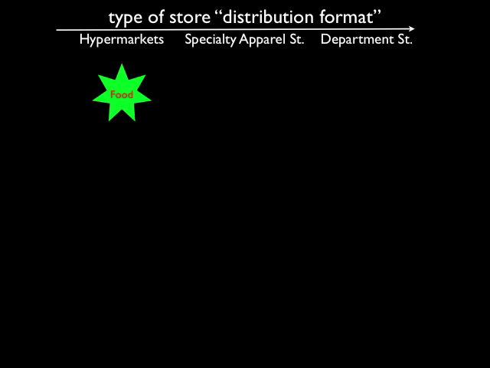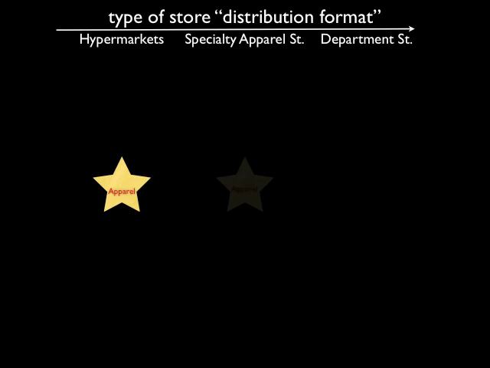And what do we have? Well, we have food in hypermarkets, so clearly we have solution products designed to address food in hypermarkets, supermarkets, and so on. What else do we have? Well, we have apparel that shows up in hypermarkets as well. It shows up in specialty apparel, of course, and department store.